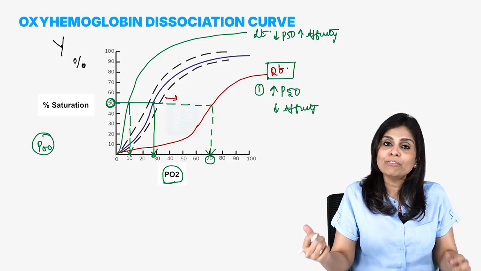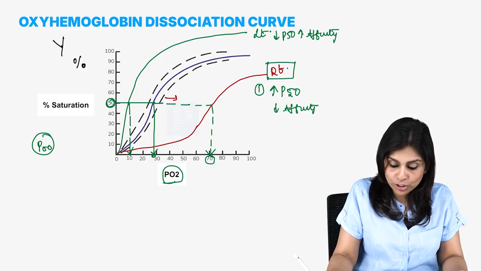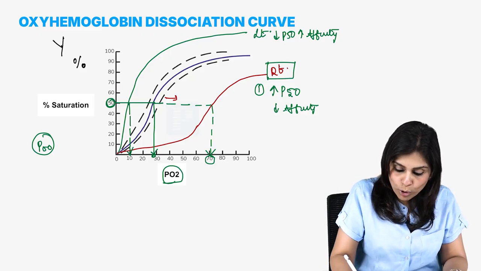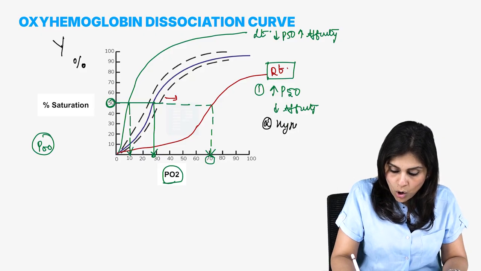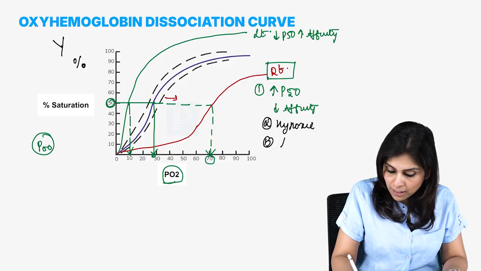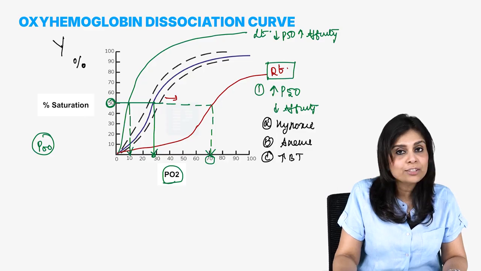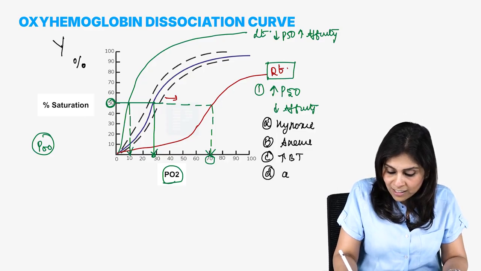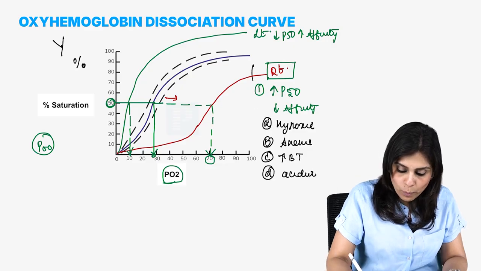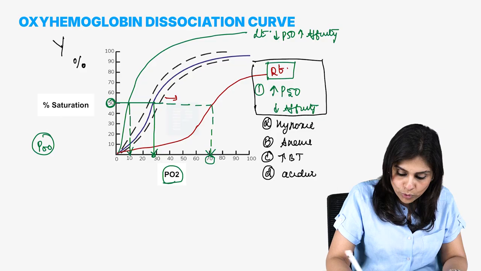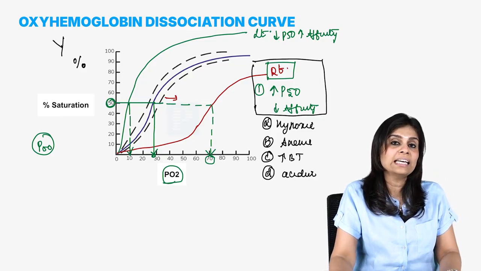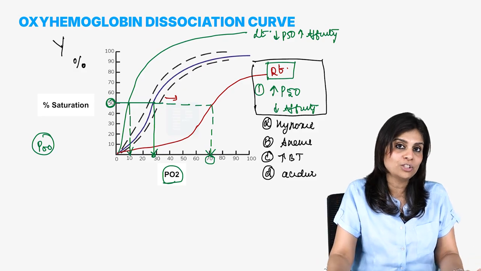So when do I want effective deoxygenation to happen to tissues? Whenever there is hypoxia, or whenever there is anemia, whenever there is an increase in body temperature, whenever there is acidosis. So I want the curve to get shifted to the right whenever I want effective deoxygenation to happen. Example, hypoxia, anemia, increase in body temperature and acidosis.